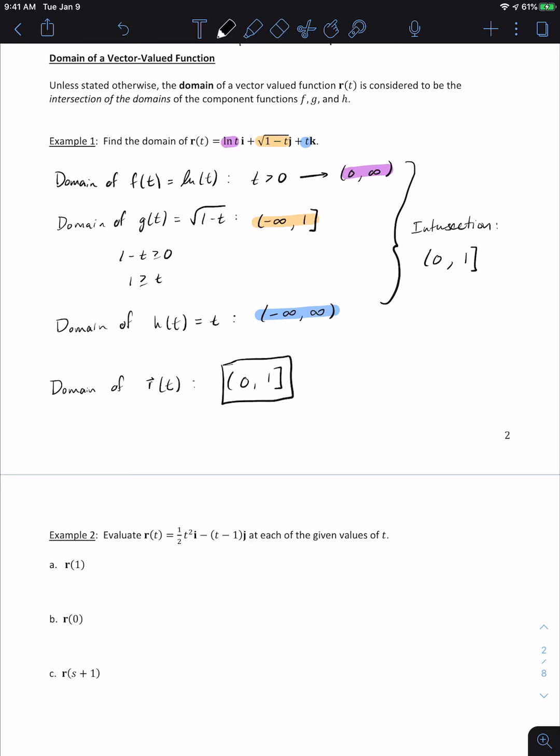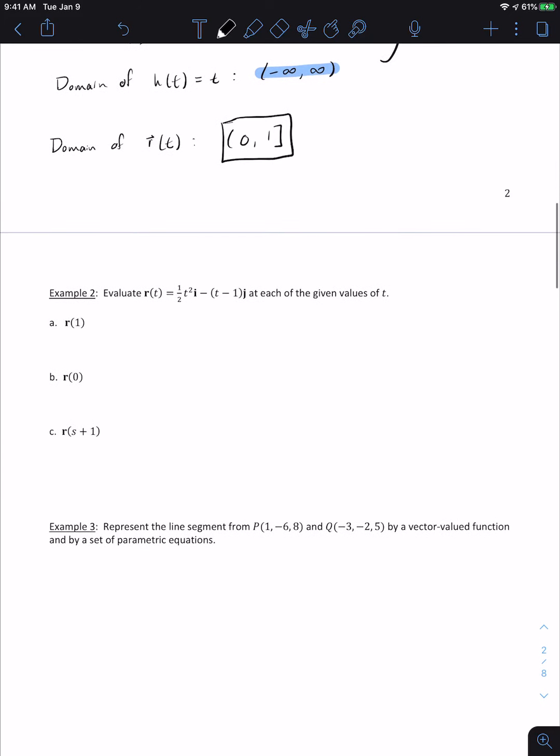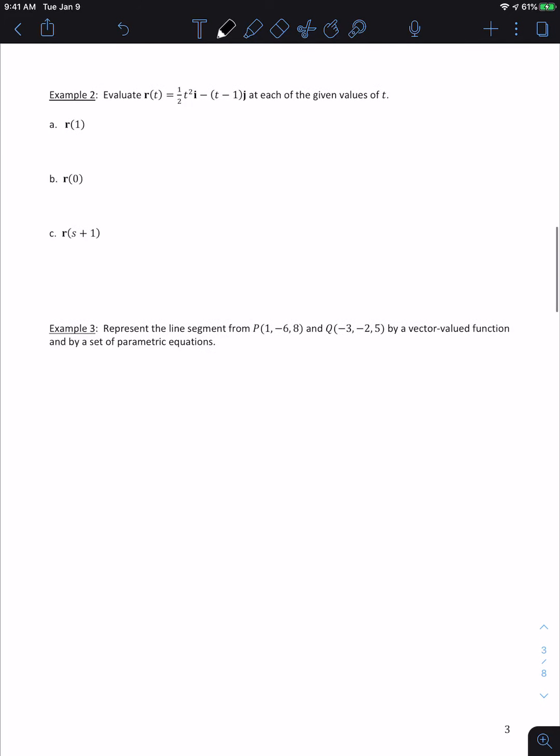Okay, so now let's practice plugging in some values. Evaluate r of t at each given value of t. So r of 1, we'll just go to our vector valued function and plug in 1. And again, our final answer should be a vector, because this is a vector valued function.